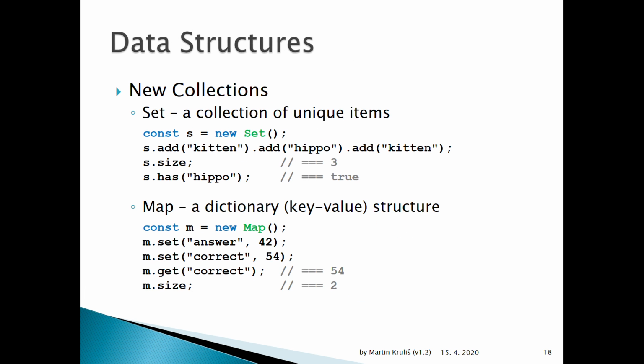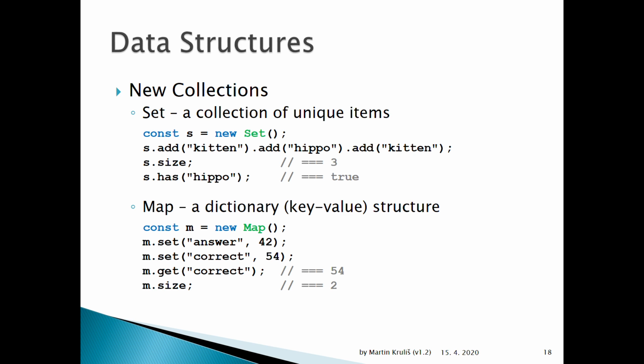Let's move to another topic. In the new ECMAScript 6, a few new data structures were introduced. Perhaps most important are these two new collections. The first one is set. It's a collection of unique items, and the second one is map. Don't confuse it with the map method of an array. So map is basically a dictionary that holds key-value pairs.